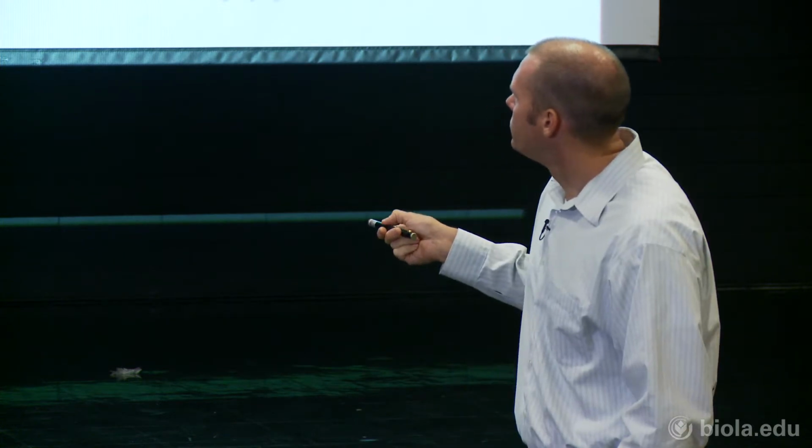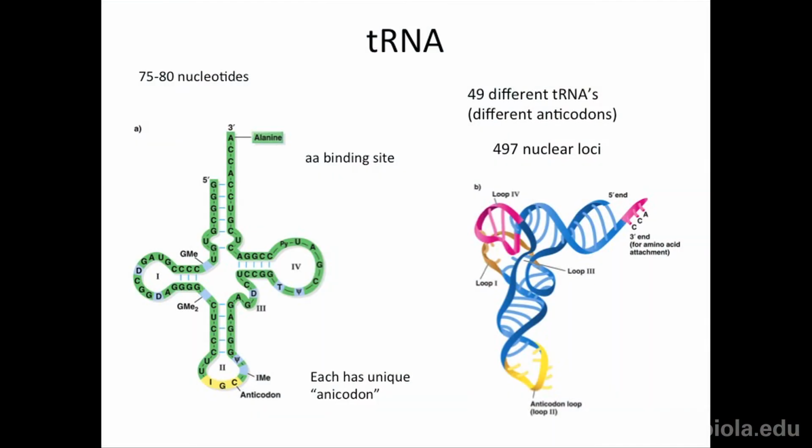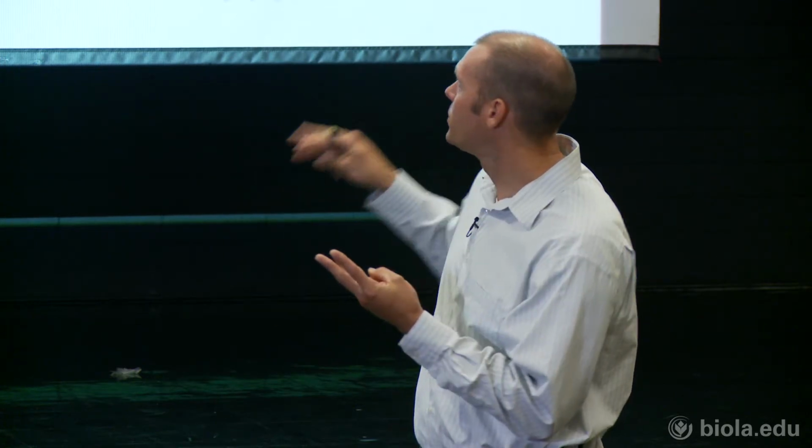The part that is unique to each tRNA is the anticodon. And the anticodon is 3 nucleotides, which should already give it away. This is the way you translate. You match up 3 nucleotides that are in your mRNA with the 3 nucleotides of the tRNA, and that tells you what amino acid to put there.